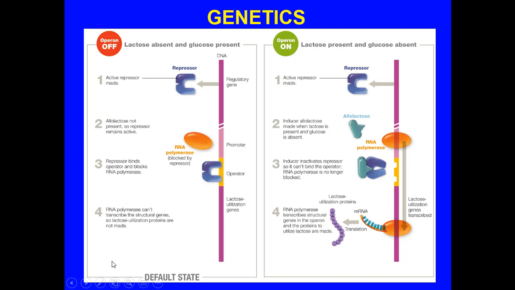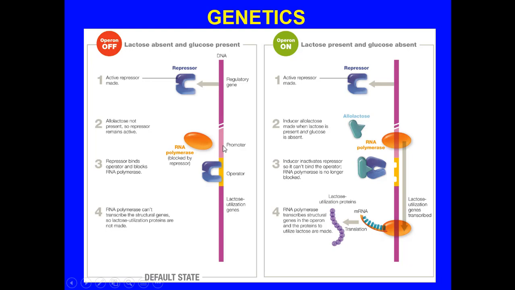So there are two types of repressors here I want you to be aware of. The operon is off normally. Lactose is absent, glucose is present, so I don't need to make these lactose-utilizing genes. So how do I get the signal to start acting on this? Allolactose is not present, so the repressor remains active. The repressor is going to bind down into an area, and the RNA polymerase is not going to be able to get around this repressor.